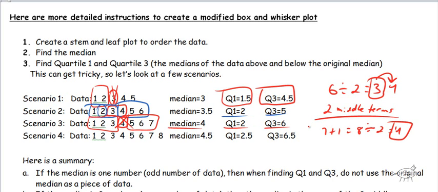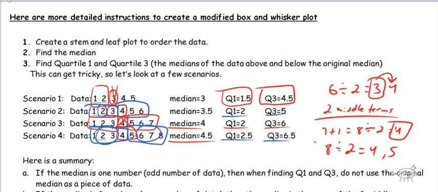Okay, next one. I have 8 pieces of data, so it's 8 divided by 2, which is 4. So 4 and 5, that's going to be my middle terms. The median is 4.5. And then, again, I don't cross those off. Now I'm going to use 1, 2, 3, and 4, and 5, 6, 7, and 8. The median of the first group, 2 and 3, is 2.5. And the median of these guys, 6 and 7, is 6.5. And that's how you get your median, Q1 and Q3. Those are basically the only scenarios that you have. There's not going to be any other scenarios except those 4.